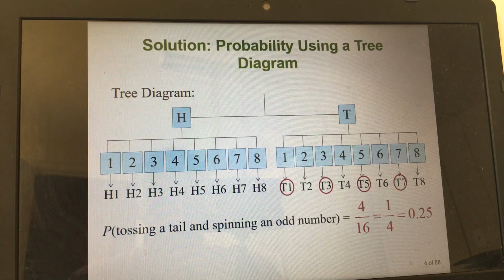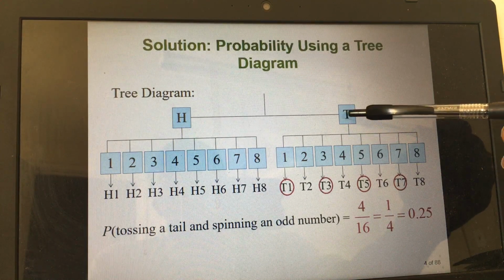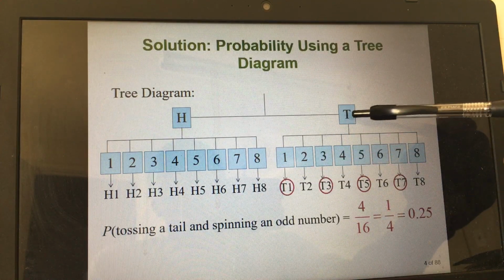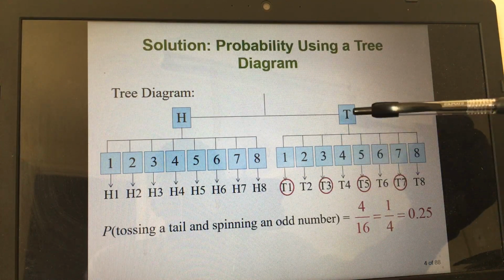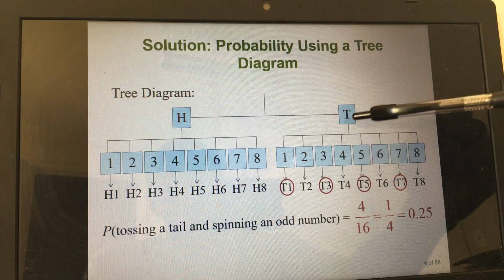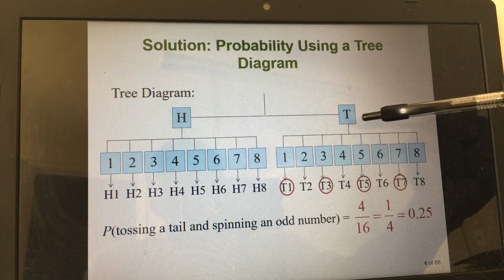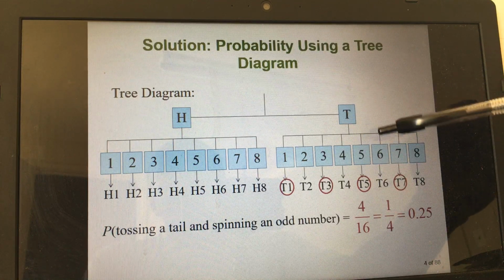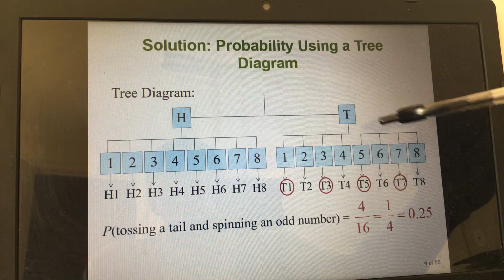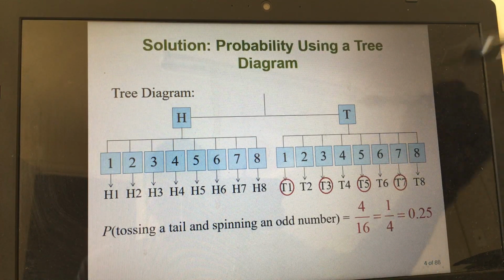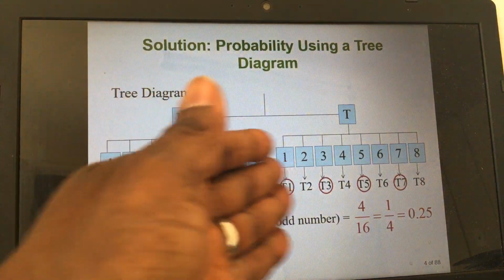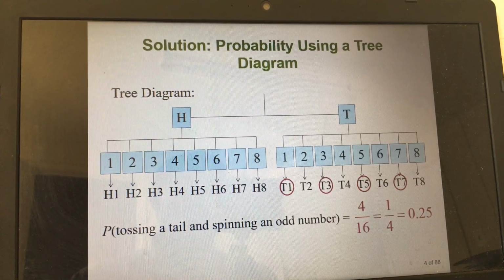The same thing on this side: tail and 1, tail and 2, tail and 3, tail and 4, tail and 5, tail and 6, tail and 7, tail and 8. See? If you look at this, it looks like a tree. That's why we call it a tree diagram.